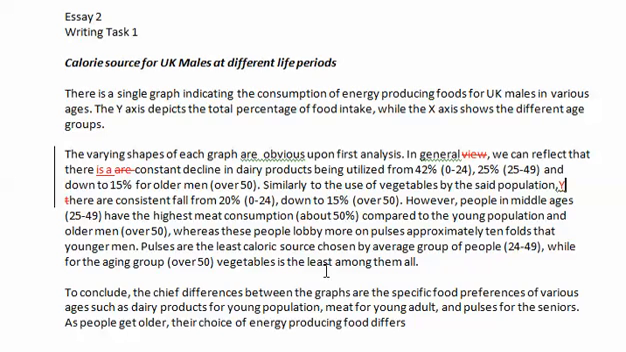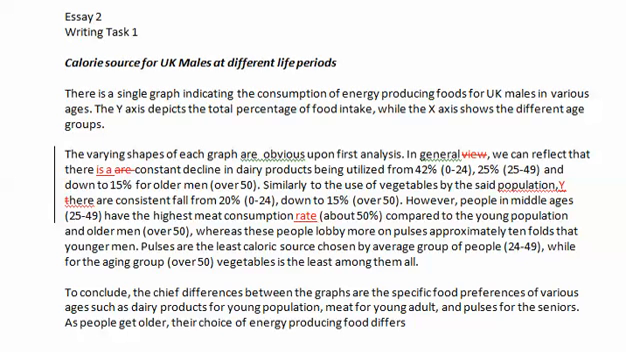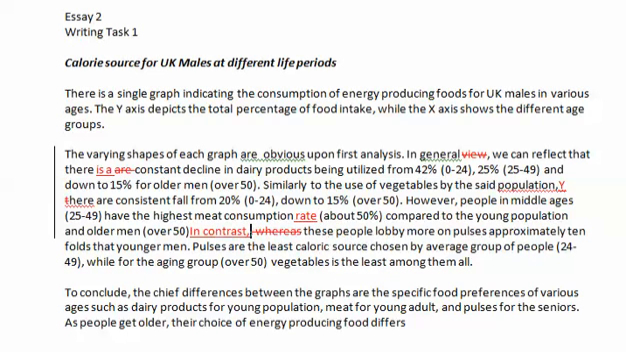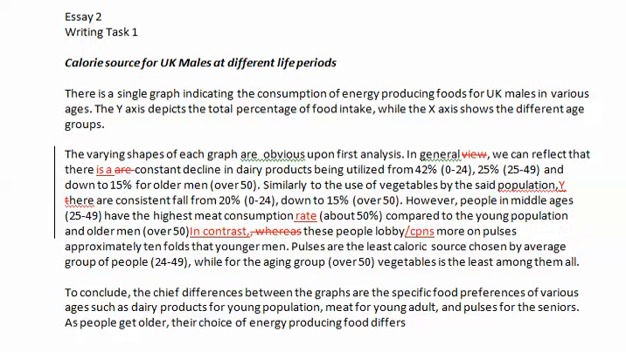Good. However, middle-aged people, okay, say that instead, have the highest meat consumption rate compared to the young population and older men. Okay, and then begin a new sentence here and say, in contrast, okay, just shortening your sentences always helps. These people lobby. I don't know what you mean by that. Do you mean eat or consume? I'm not sure.